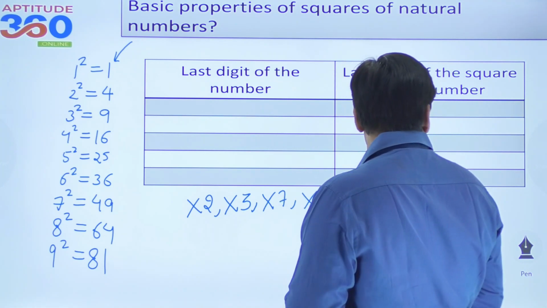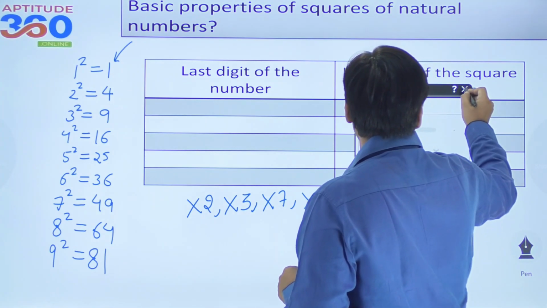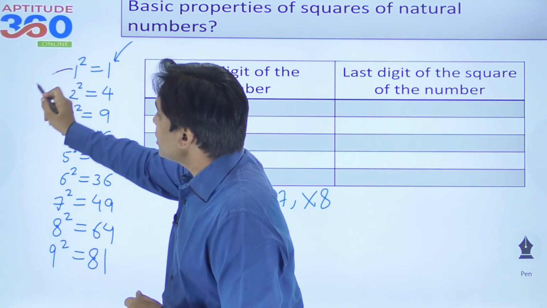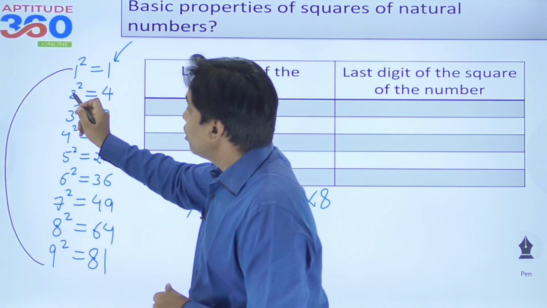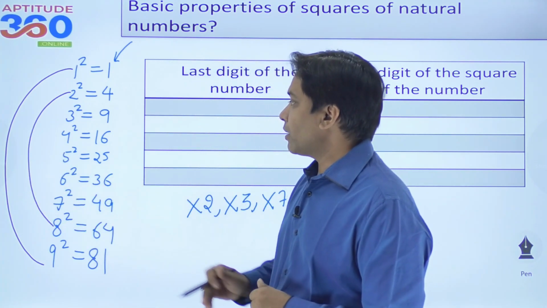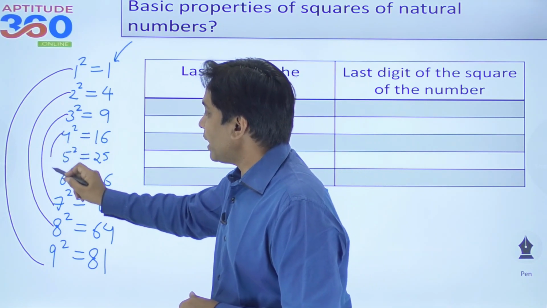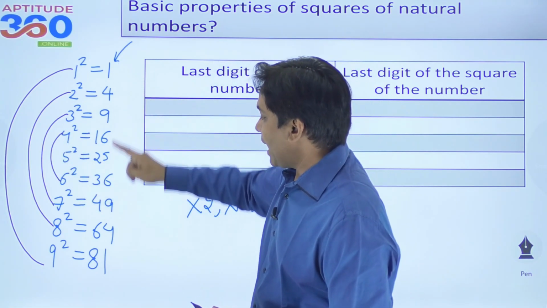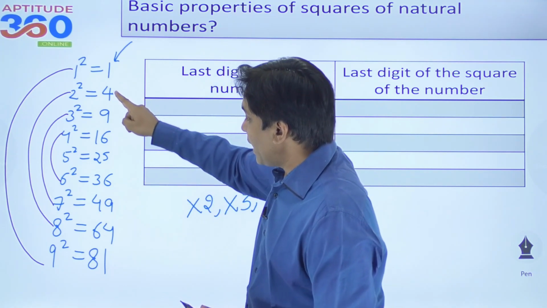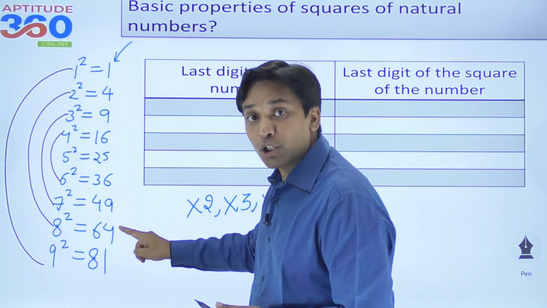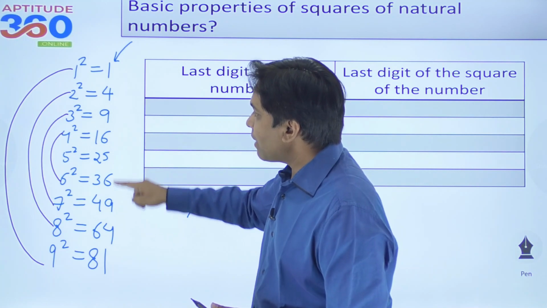Now, having said that, let us move ahead. There is one more thing that I would like you to see. If you could see 1 square and 9 square, or 2 square and 8 square, or 3 square and 7 square, 4 square and 6 square. 1 square and 9 square, at the unit place you have 1. 2 square and 8 square, at the unit place you have 4. Similarly at 3 and 7, you see at the unit place we have got 9.